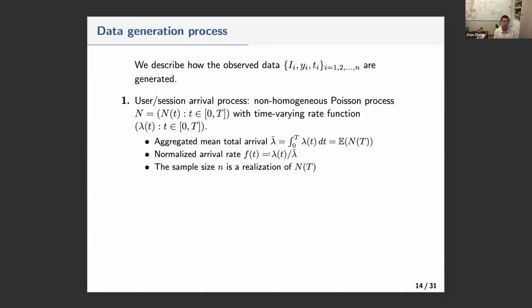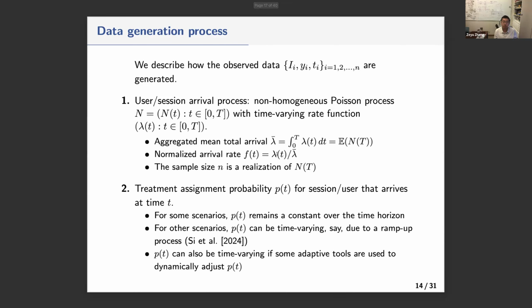So that's the data generation process for the user arrival process. Again, the need to discuss it is because of the non-stationarity. If everything is stationary, user behavior doesn't change over time and does not depend on time of day, then it goes back to the independent identically distributed setting. It would be easier.